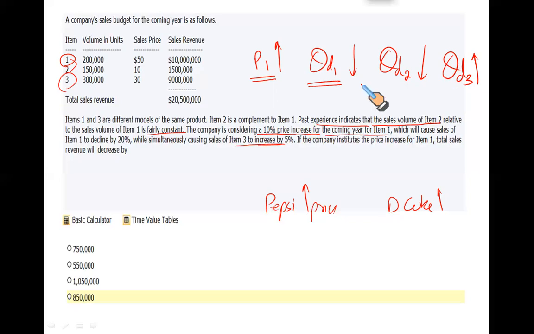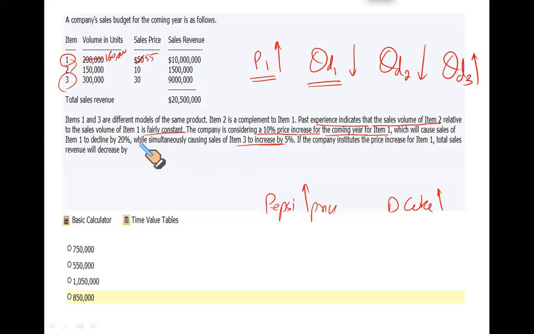Right? So this is how it's going to be. It says if you increase the price of item 1 by 10%, the new price is going to be 55. It will cause sales of item 1 to decline by 20%. Your quantity demanded will decline by 20% because the law of demand is operational. So 20% of 200,000 will be 40, so the new level of sales will be 160.